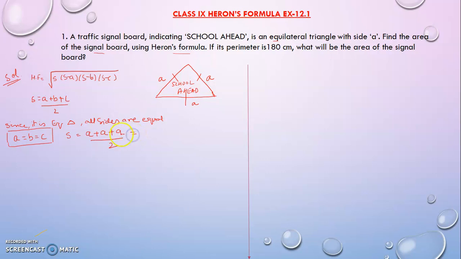So this is important. In algebra you studied x plus x plus x is 3x. Similarly, A plus A plus A is equal to 3A. So 3A upon 2 is your semi-perimeter.